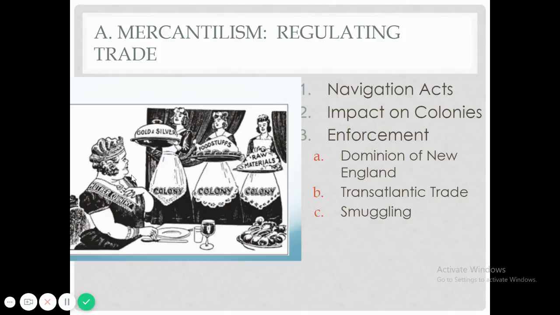So let's talk about the enforcement here. In the beginning, the British government was known for being pretty lax in their enforcement. The British agents that were in charge could be easily bribed. They were known for their corruption, and the colonists just found ways to get around these rules.